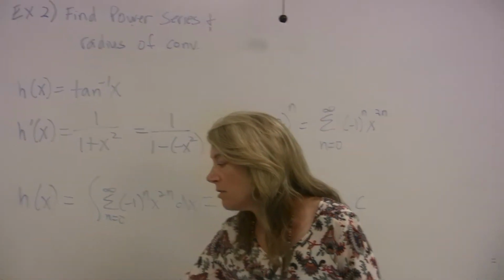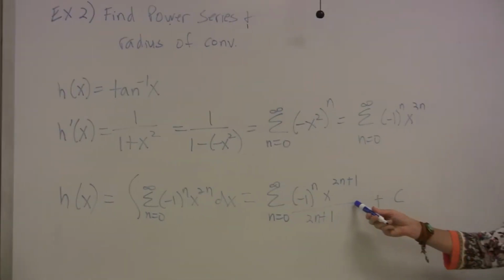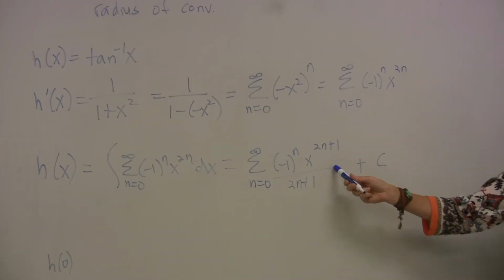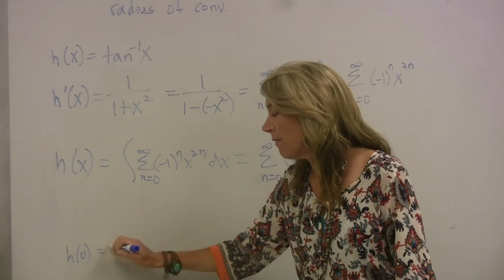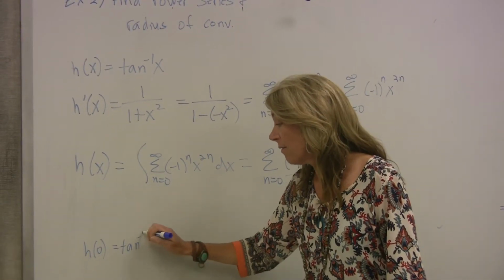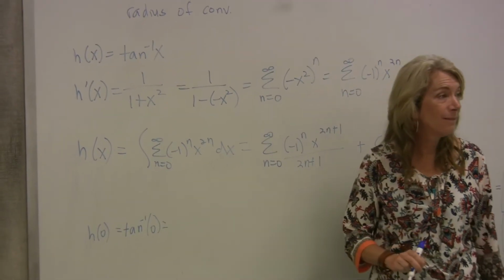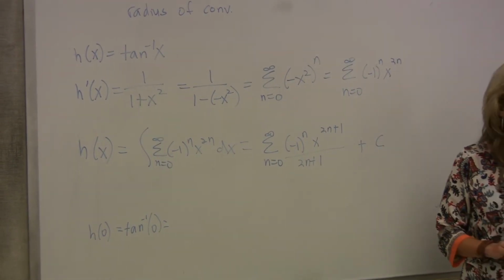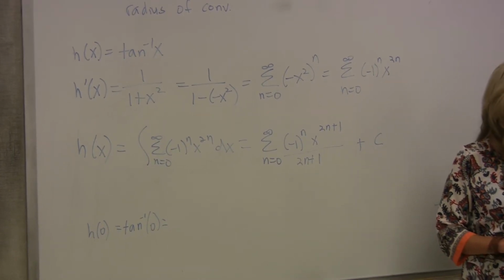What is h of 0? I almost always am going to plug in the center of this because that makes every term go to 0. Right? H of 0, what's the inverse tan of 0? What angle has a tangent of 0?